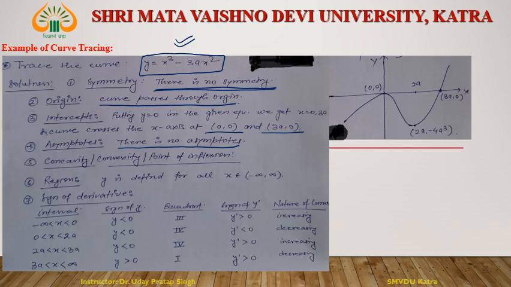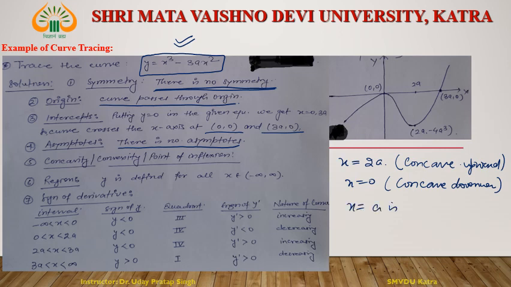Then what is the concavity and convexity? We already discussed. X is equal to 2a is a concave point. X equal to 0 is concave downward. This is concave upward. Just as in the previous example, right? And x is equal to a is a point of inflection. Okay? X is equal to a is the point of inflection. These three things we already saw in the previous example.